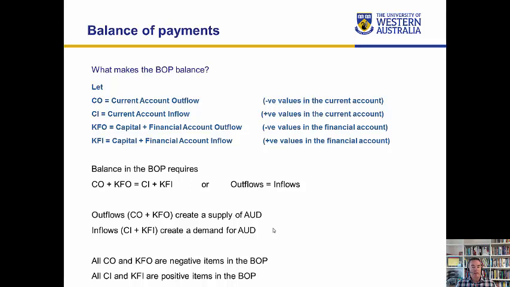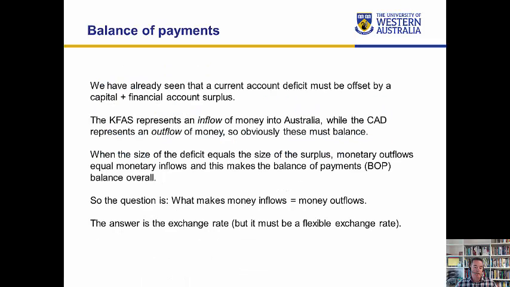And second of all, those transactions tend to be quite small relative to borrowing denominated in Australian dollars. So moving forward, what I've got in this slide is just a reminder that inflows and outflows must equal each other. So while in Australia we have a capital financial account surplus, a KFAS, we've got a current account deficit. So the money comes in through the capital financial account surplus and leaves through the current account deficit.